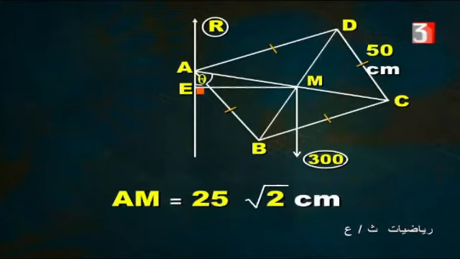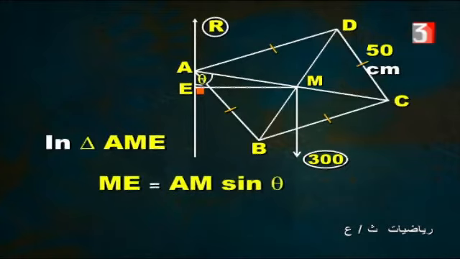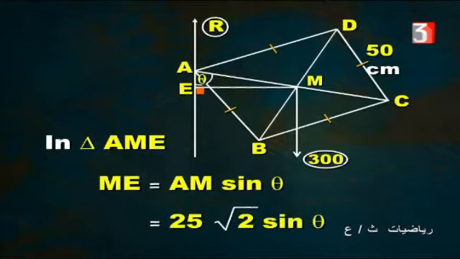AM equals half AC, equal to 25 root 2. In triangle AME, we know that ME over MA equals sine theta. Therefore, ME equals 25 root 2 sine theta.